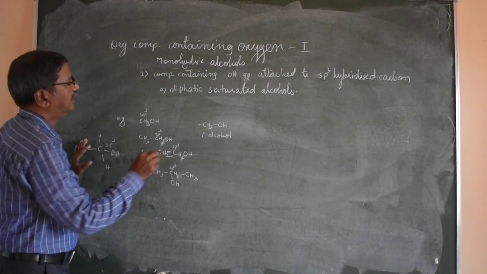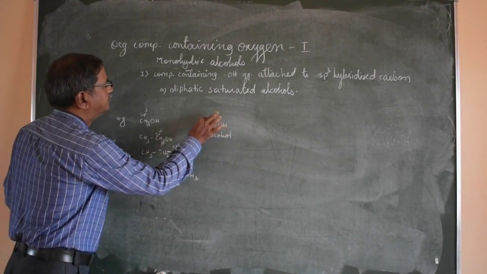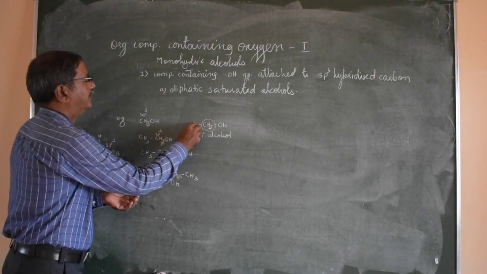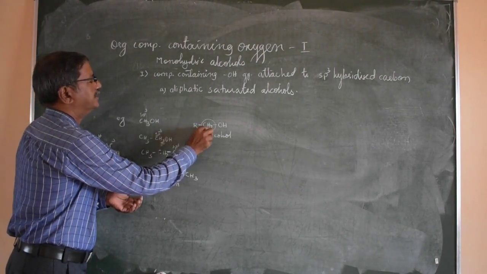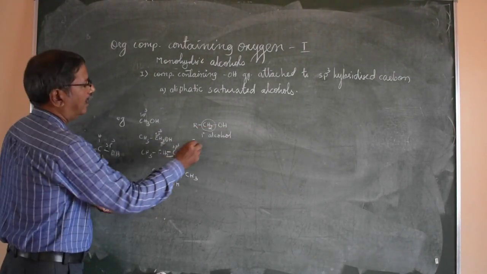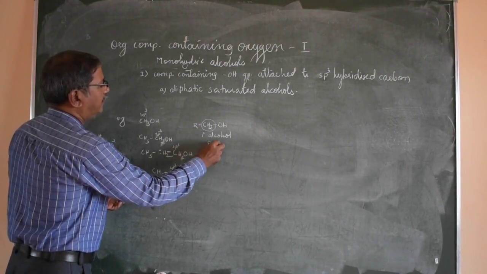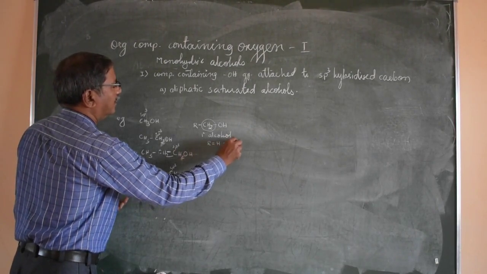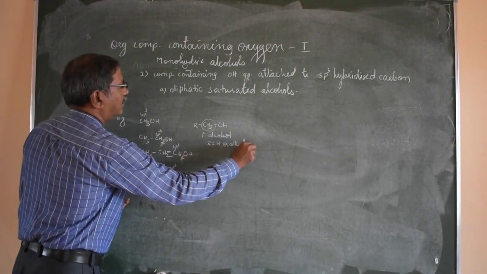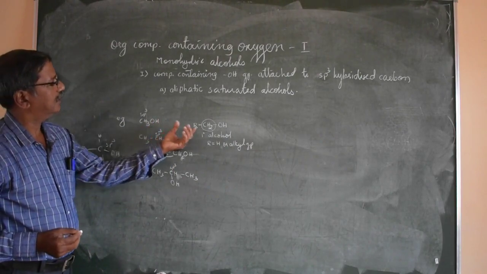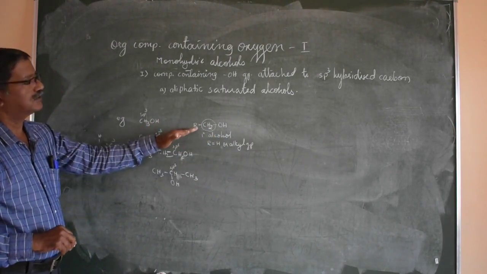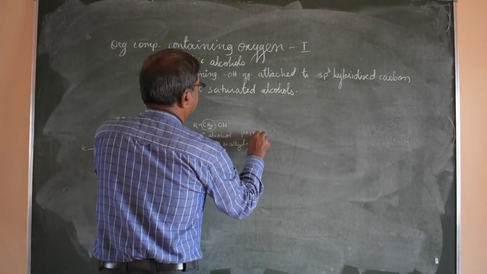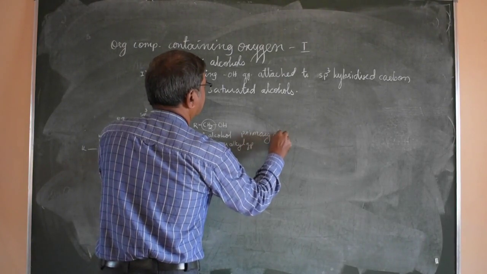So what you have to remember? You have to remember CH2. It is primary. So here I am writing R CH2 OH. R may be hydrogen or it may be some other group or alkyl group. So this is 1 degree alcohol. It is also called primary alcohol.